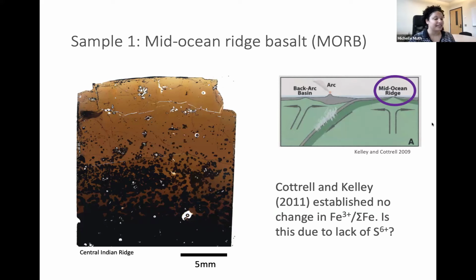This work takes advantage of a prior data set that Elizabeth Cottrell and Katie Kelly collected in 2011, which established that as we grade down this transect, there's no observable changes in iron valence state. The question is whether or not this is due to the lack of sulfate. So would we even expect this electron exchange reaction to be occurring in something like a mid-ocean ridge basalt? So we're going to revisit this sample and see how much sulfate is present using sulfur XANES.